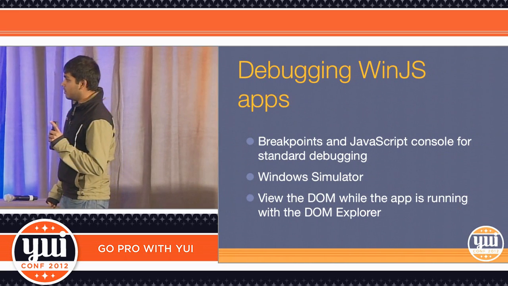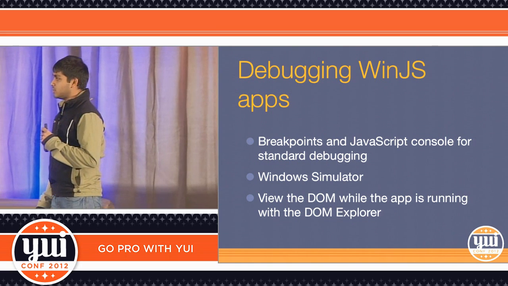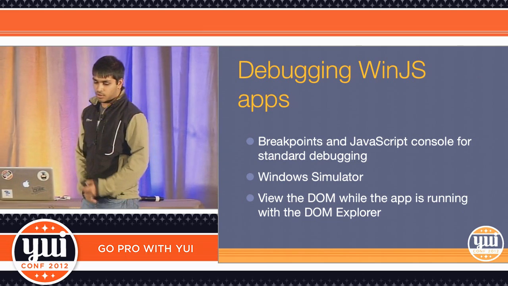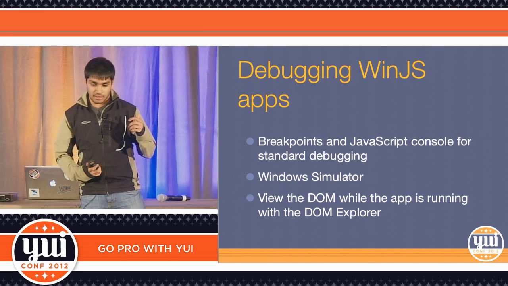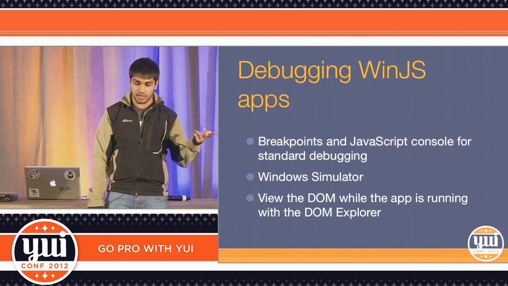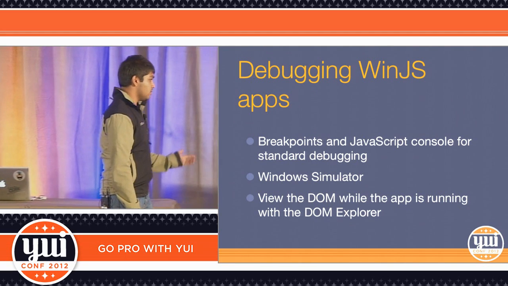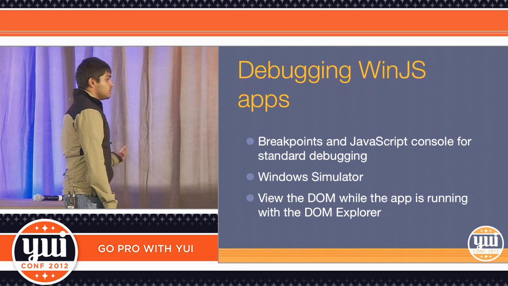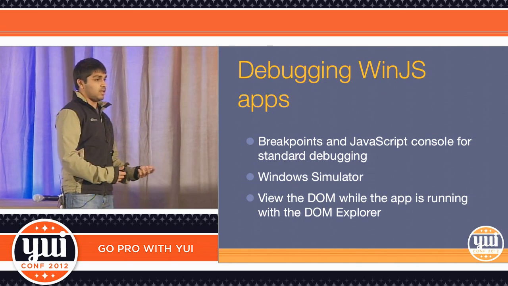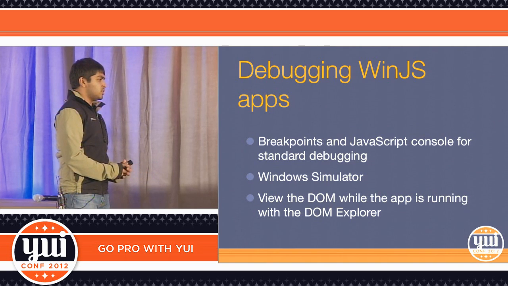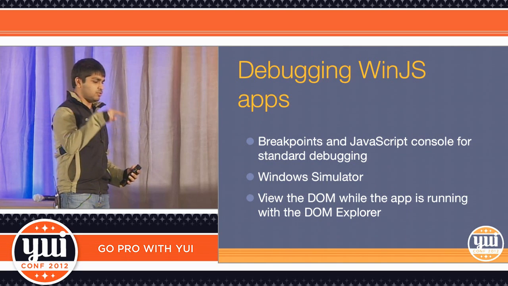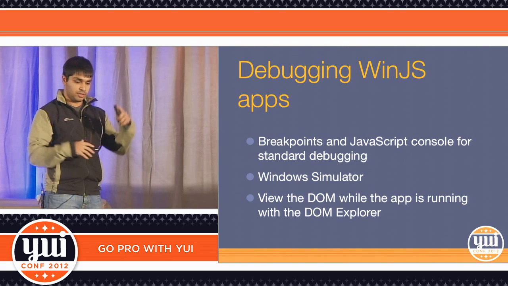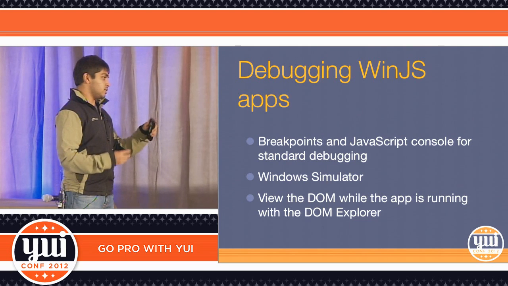So I just want to end by talking a little bit about debugging WinJS apps, obviously very important. It's actually not bad. So I can show you guys if I have some time left, but you can set breakpoints and use the JavaScript console for debugging, as you would expect. There's this Windows simulator that you get if you install Visual Studio, and it's very similar to the iOS simulator. So you can simulate touch mode. You can simulate kind of like putting 2 fingers on it. And it also has simulation for different screen resolutions for different sized tablets.